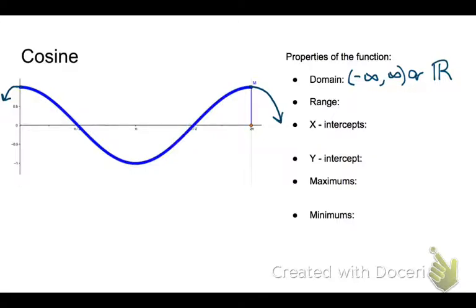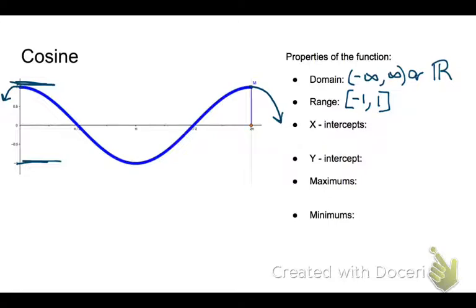The range for this function is all the possible y values. Notice that the maximum occurs at positive 1 and the minimum occurs at negative 1. And we know from our unit circle that cosine, or the x values, could equal positive 1 or negative 1. So the range of this function is from negative 1 to positive 1 with brackets because they are included.